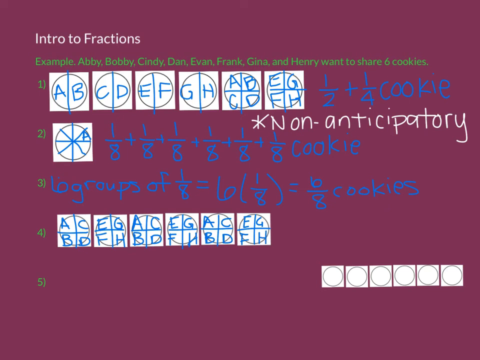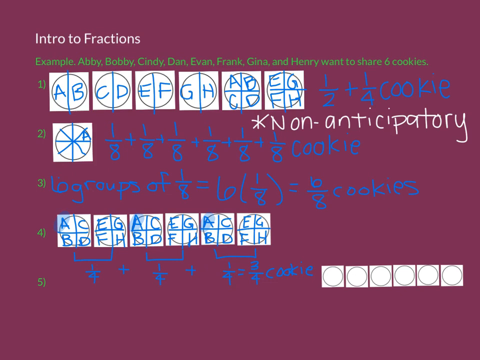So basically, if we group the cookies into 2s, you'll see that Abby is going to get 1/4 of this group of 2, 1/4 of this group of 2, and 1/4 of this group of 2. So again, students may see it as 1/4 plus 1/4 plus 1/4 of a cookie, or they may be able to, again, add these unit fractions to get that 3/4 of a cookie. Unit fractions are the easiest for students to combine.